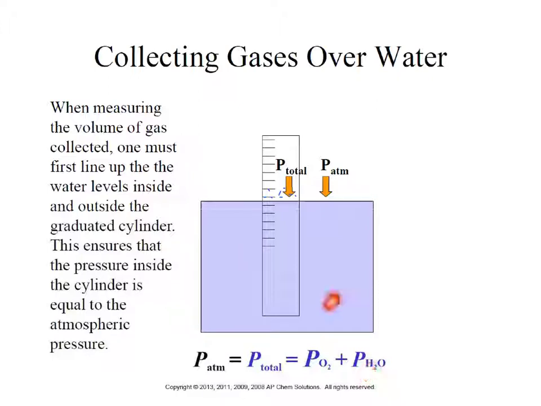The good news is if we know the temperature of this water, we can figure out the pressure of the water very, very easily. So there's tables that would show us that, and if we know what the pressure of the water is, the total pressure minus the pressure of the water would give us the pressure of just the oxygen. If we've got the pressure of oxygen, we can use it in PV=nRT, figure out the number of moles, do all kinds of fun stuff with it.